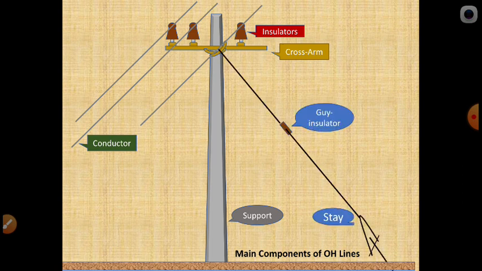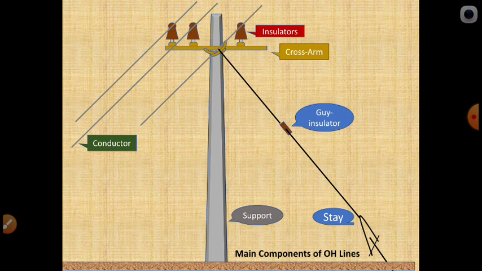Now suppose at the end, at the corner, we require some support for our poles. Then we can use a stay wire. You can see in the figure, there is a stay wire given at the opposite side of the end. At the same time, to avoid any leakage current to the ground or nearby persons or animals, we can use a guy insulator. You can see here one guy insulator also provided in the stay.